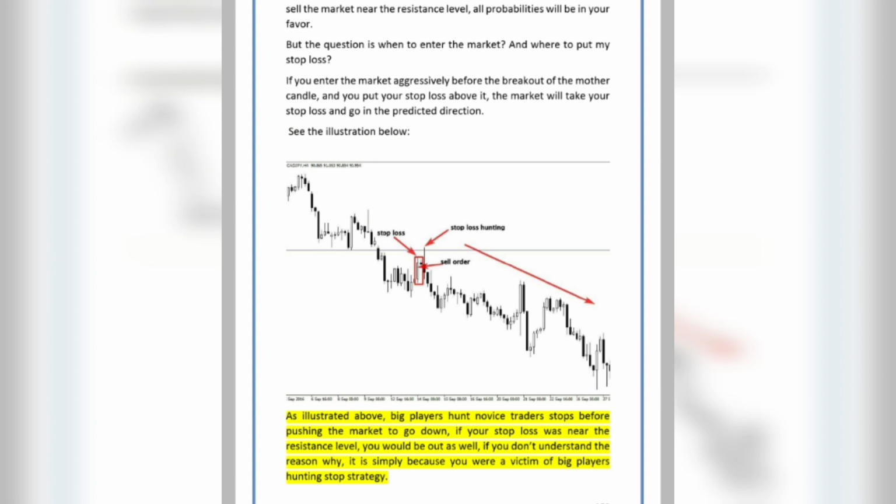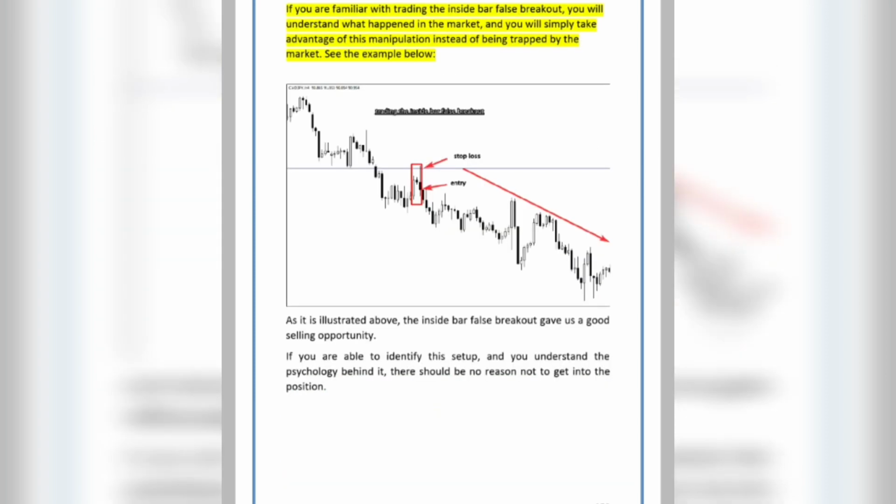If you don't understand the reason why, it is simply because you were a victim of big players' stop hunting strategy. If you are familiar with trading the inside bar false breakout, you will understand what happened in the market, and you will simply take advantage of this manipulation instead of being trapped by the market. See the example below.